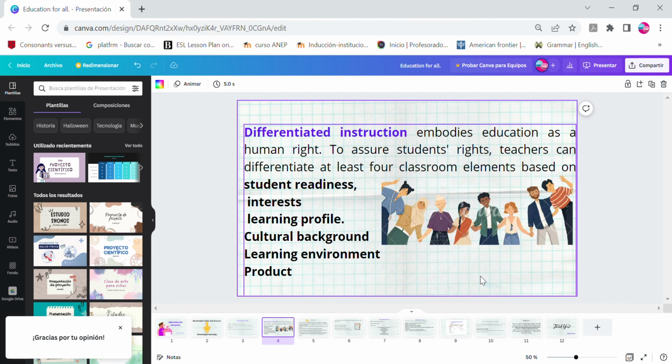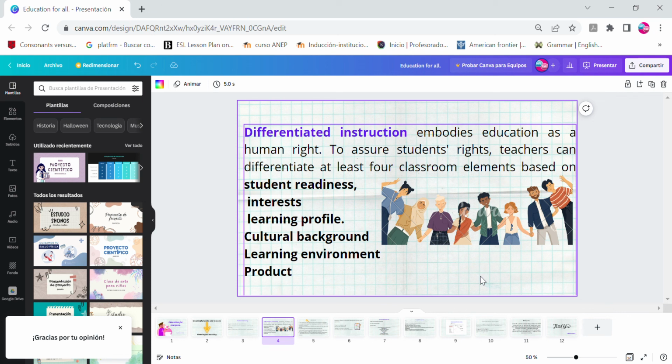Now let's have a look at differentiated instruction. I strongly believe that it embodies education as a human right, because it's an approach that takes into consideration the differences between students and tries to address those differences in order to guarantee the results of the learning process. Of course, there is no recipe, there is no secret.